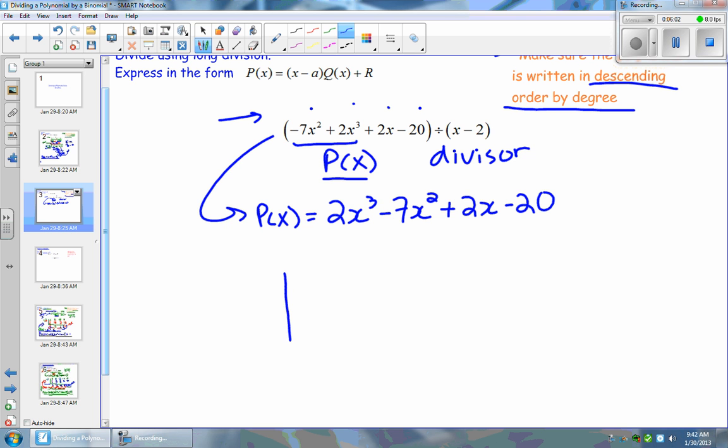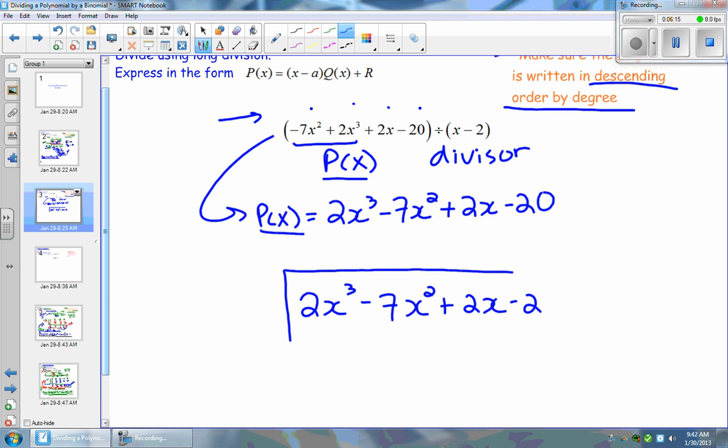So we start with the long division bar. What goes underneath is our p of x, so 2x cubed minus 7x squared plus 2x minus 20. So we have quite a few terms to work with here. What goes in front is, of course, our divisor, which is a binomial of x minus 2.